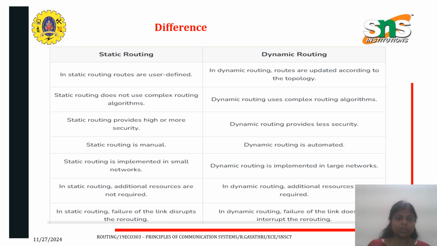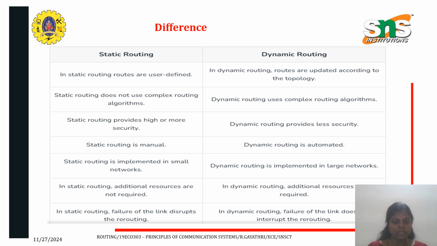Now the difference between static routing and dynamic routing. In static routing, the routes are user defined. In dynamic routing, the routes are updated automatically according to the topology. Static routing does not use a complex routing algorithm, whereas dynamic routing uses a complex routing algorithm. Static routing provides more security and dynamic routing provides less security. Static routing is manual, dynamic routing is automatically updated.